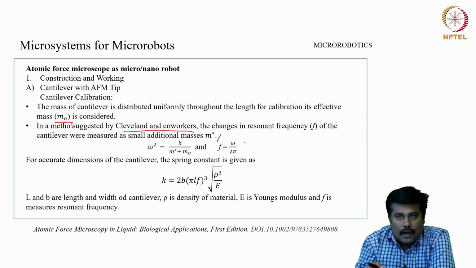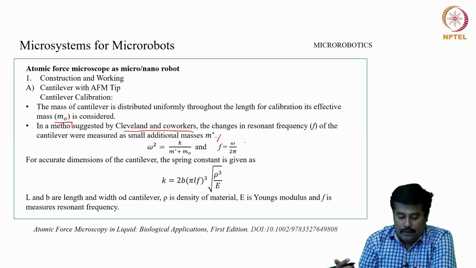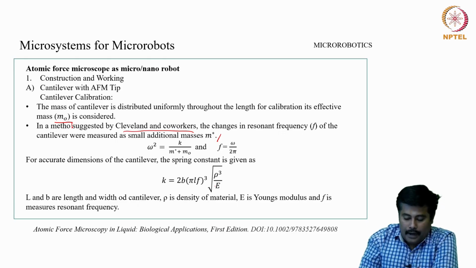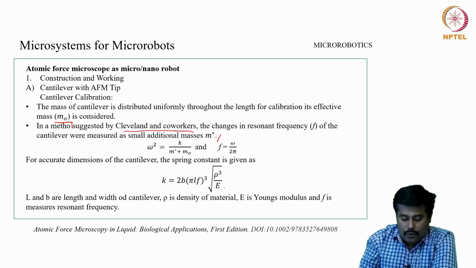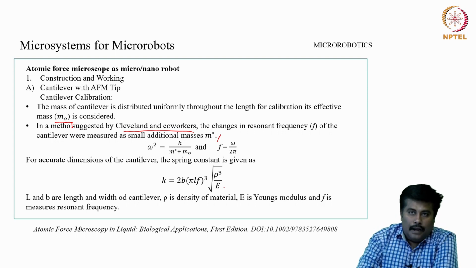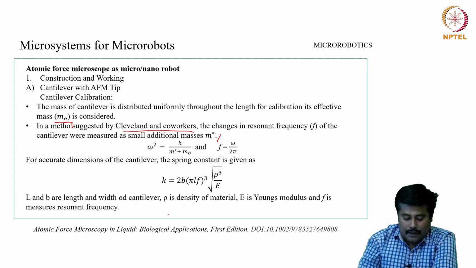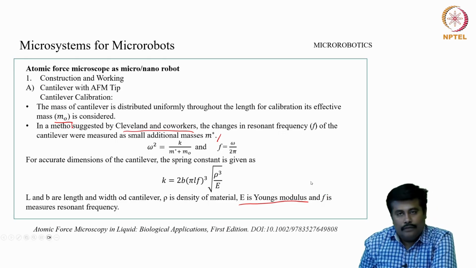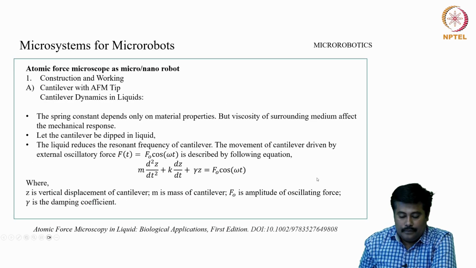So, for accurate dimensions of the cantilever, the spring constant is given by k equals 2b pi L f cubed by rho cubed by E. L and b are the length and width of the cantilever, rho is the density of the material, E is the Young's modulus and f is the measured resonant frequency.